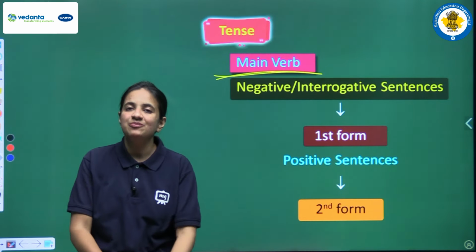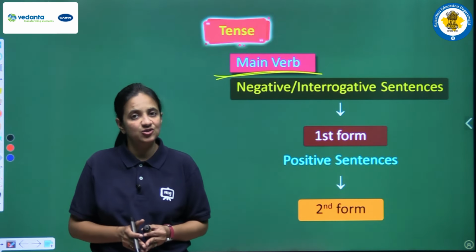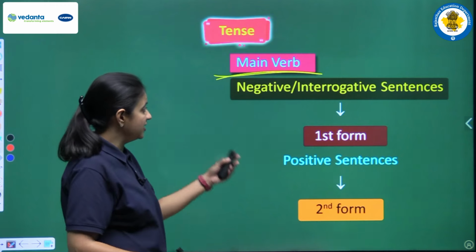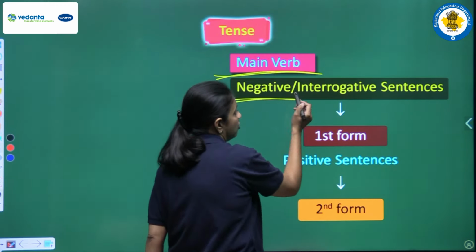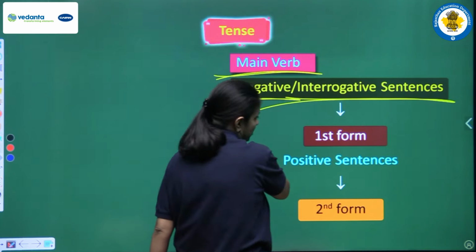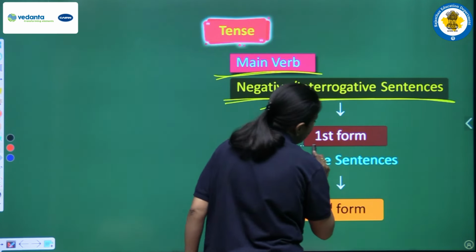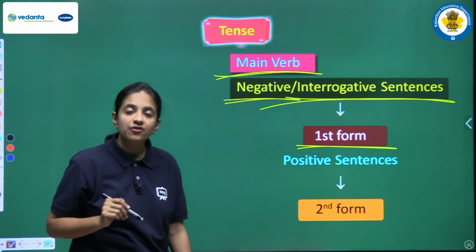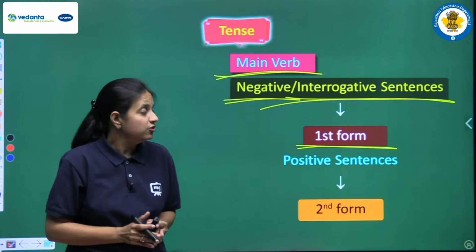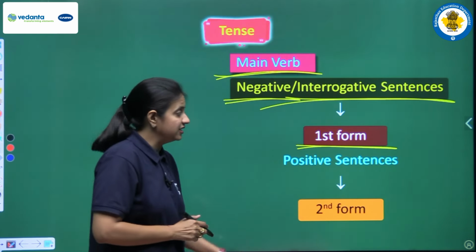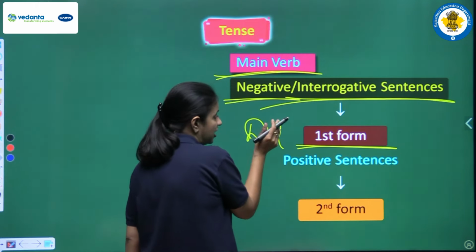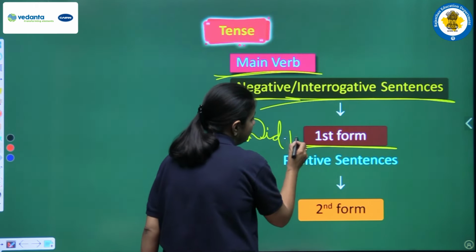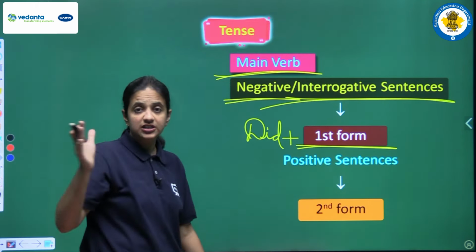So what is the form of the main verb that is used in past simple tense? Let's see. If the sentence is a negative one or an interrogative one, then we have to use the first form of the main verb. We know that in a negative or interrogative sentence we use did. So if we are using did, then did will come with the first form.